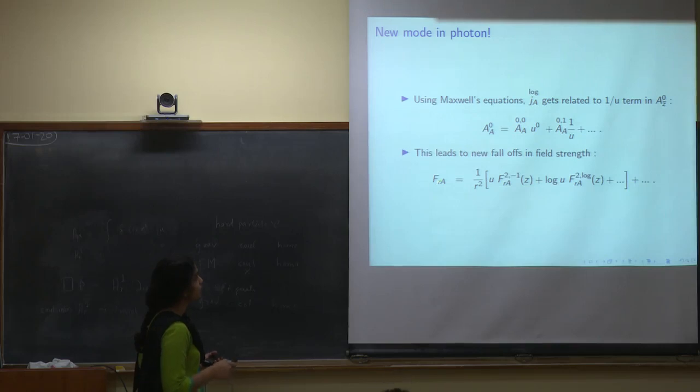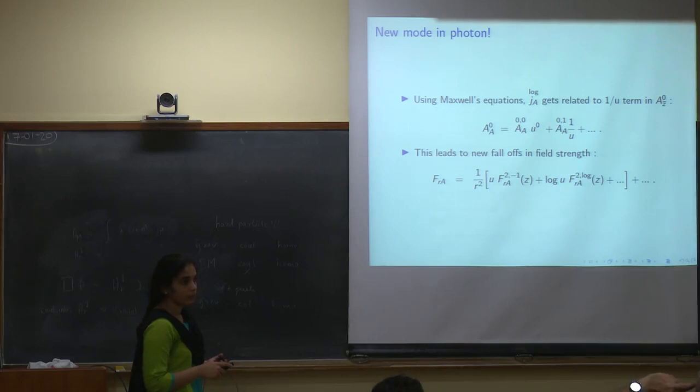Yeah, and now one can again find the FRA term, and we see that it has a new log U term, which is directly related to this 1 over U term. So this was absent in our earlier analysis. Have you yet shown us this homogeneous? No, not yet. It will be at the end.